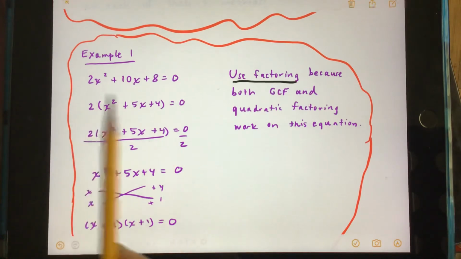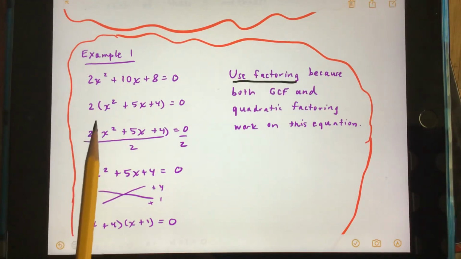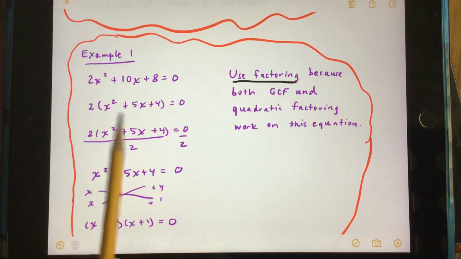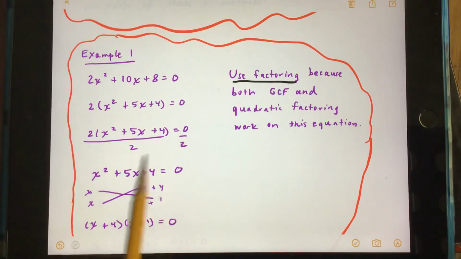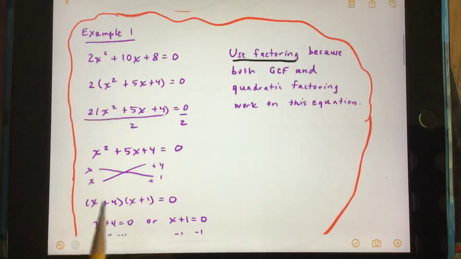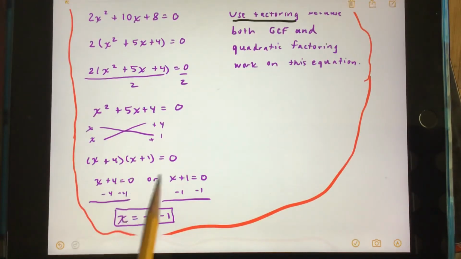So in this particular equation, first I might want to factor out the 2, and that would give me 2 times x squared plus 5x plus 4 equals 0, because 2 times x squared is x squared, 2 times 5x is 10x, 2 times 4 is 8. Then I might want to divide both sides of the equation by 2, and that 2 and 2 would cancel out, and we're left with a very easy to factor quadratic trinomial here, and here I am using my x method to factor it. And that would give me x plus 4 times x plus 1 equals 0.